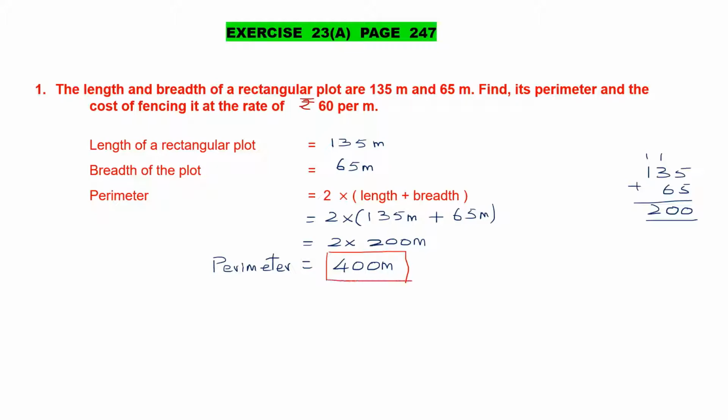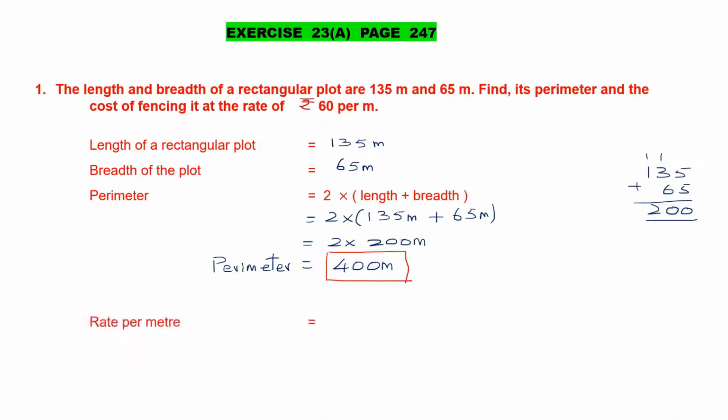Now let's go to the second part. What is the second part? Find the cost of fencing it at the rate of 60 rupees per meter. For 1 meter, it is 60 rupees. We have to find for 400 meters. So how do we write that?